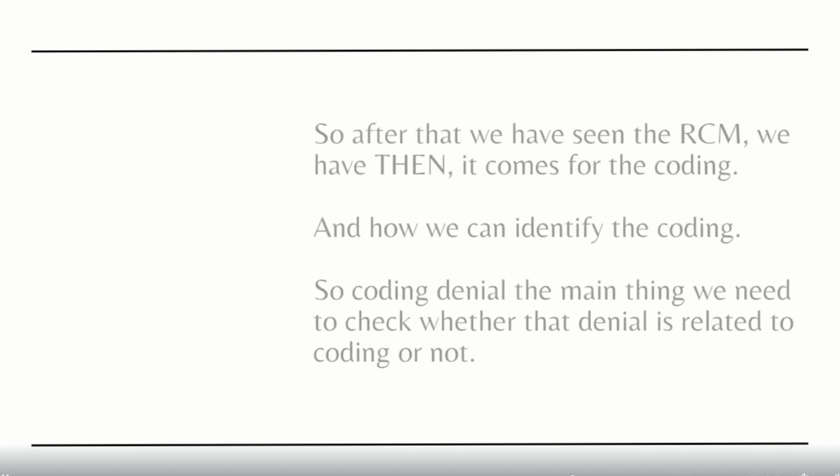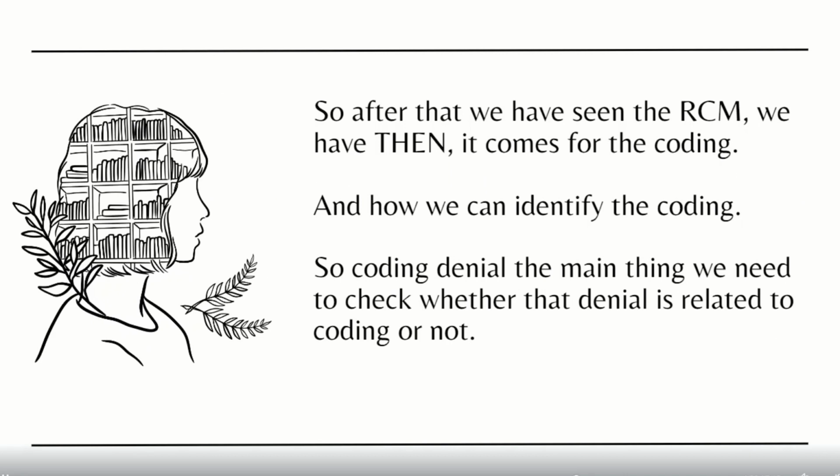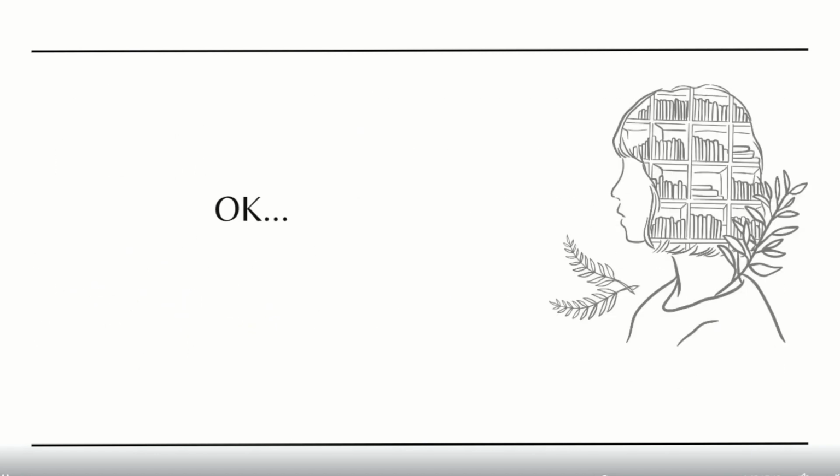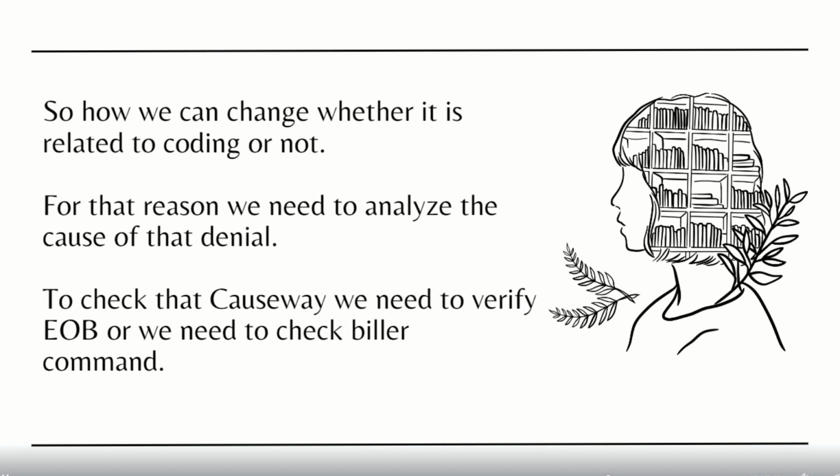After that, we have seen the RCM, and then it comes to coding denial. How can we identify a coding denial? The main thing we need to check is whether that denial is related to coding or not. How can we tell whether it is related to coding or not? For that, we need to analyze the cause of that denial.